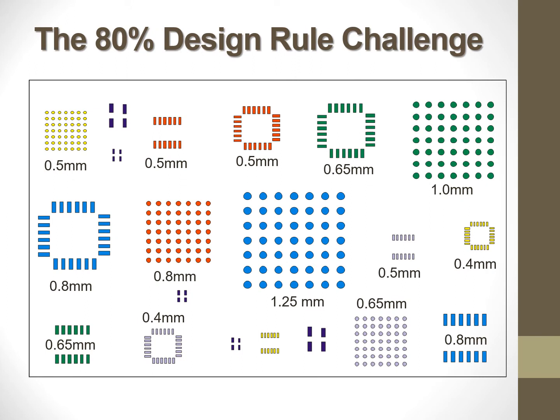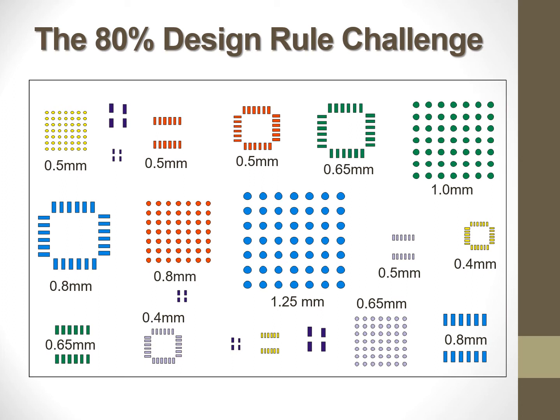So one of the things that has been problematic was the design approach which has been called the 80% design rule, which was adopted with the advent of surface mount. From a road mapping perspective, component developers decided that each new component termination pitch would be 80% of the pitch before. So starting with, for example, 1.25 millimeter, the next pitch would be 1.0, then 0.8, then 0.65, then 0.5, then 0.4. And so you wind up with a myriad of different lead pitches.